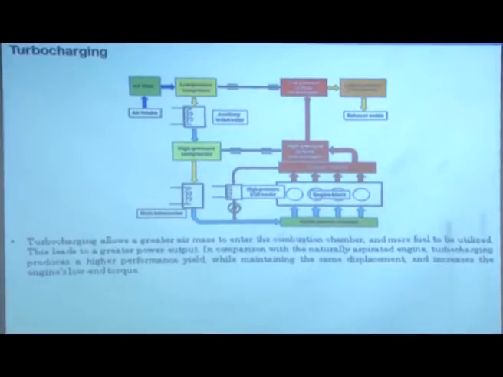and then it goes to the exhaust system. So, turbocharging allows a greater mass of air to enter the combustion chamber and more fuel to be utilized. This leads to greater power output in comparison with the naturally aspirated engine. Turbocharging produces a higher performance yield while maintaining the same displacement and increases the engine's low end torque. So, one of the best things is that it increases the low end torque. The torque at low speed increases substantially because of turbocharging.